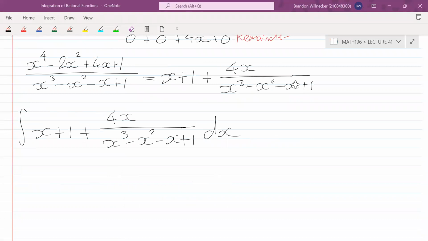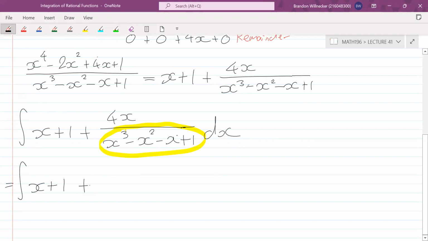Now, the first step of the partial fractions is to look at the denominator and try and factorize it as much as possible. So this term here, this cubic, we now need to factor that. Okay, but that's not too difficult. This is going to be equal to the integral of x plus 1 plus 4x over, and if we factor that, we're going to get x minus 1 squared times x plus 1.